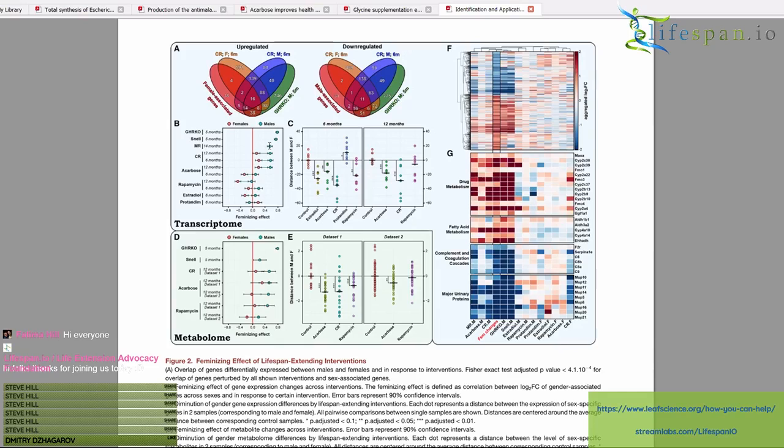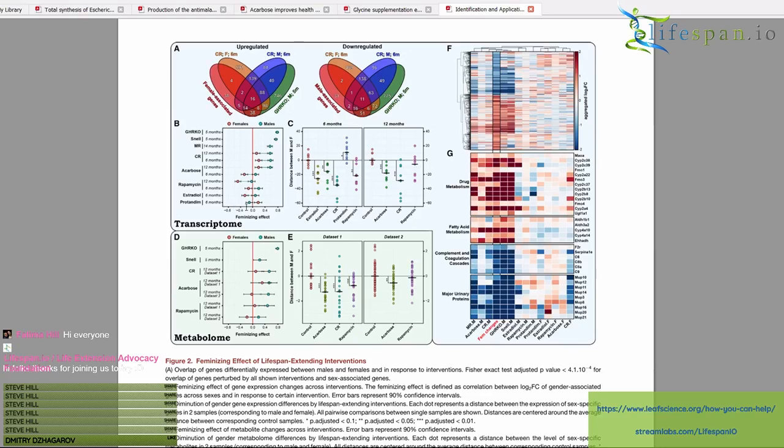However, for our interventions, there was no significant feminizing effect. And for some of them, there was even a significant masculinizing effect, so the expression became more male-like. For example, we observe it in many cases in females, in response to rapamycin or 17-alpha estradiol. So based on this data, a feminizing effect is neither sufficient nor required for lifespan extension.